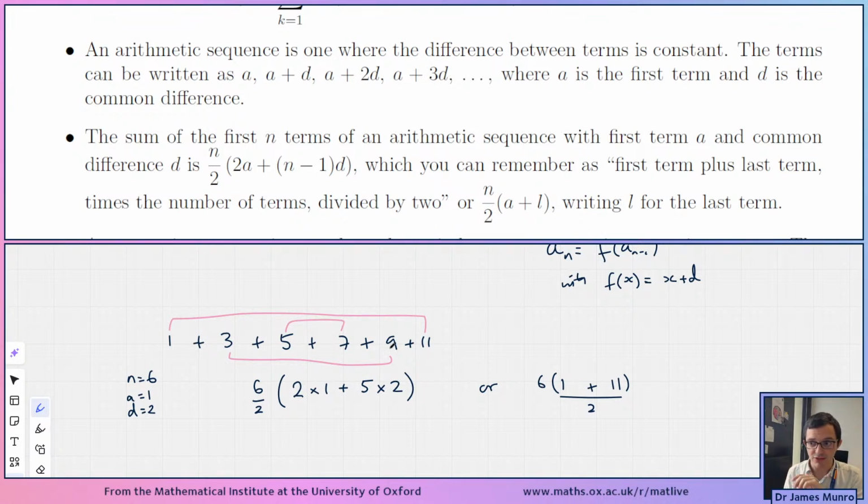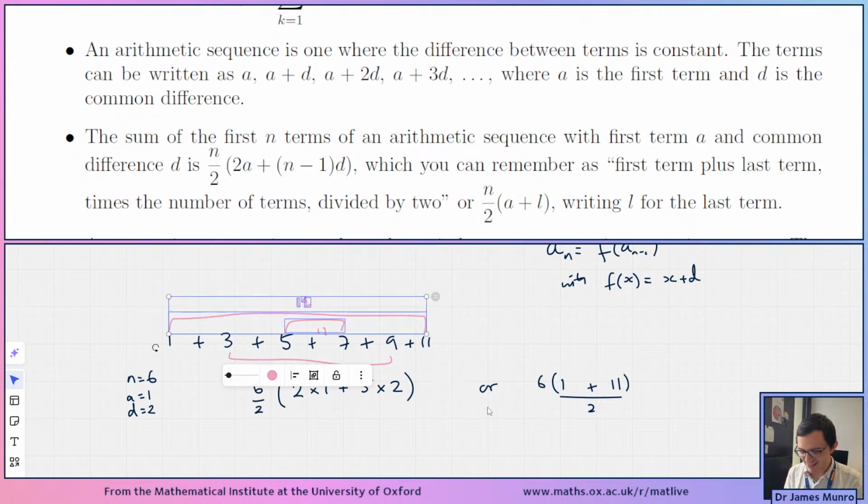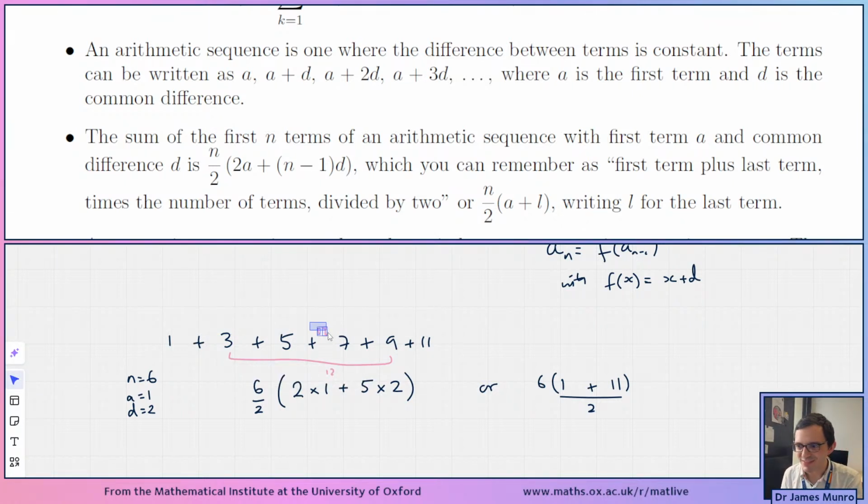To remind yourself that the terms are paired together. In this case, you'll have noticed that these all sum to 12, and there are 3 pairs. Although the argument is slightly more fiddly, of course, if there are an odd number of terms. The formula kind of claims that that's not a problem. I suppose the average term will be the middle term, so not a problem.